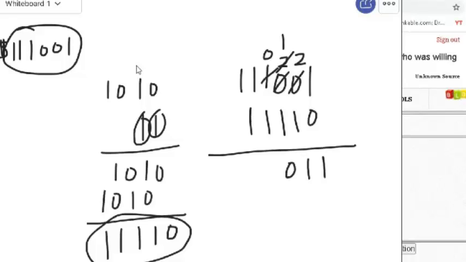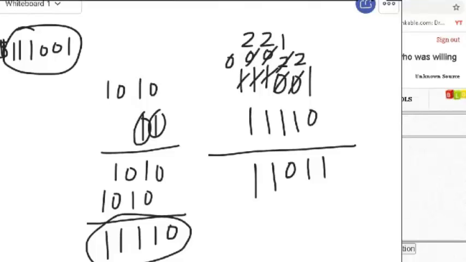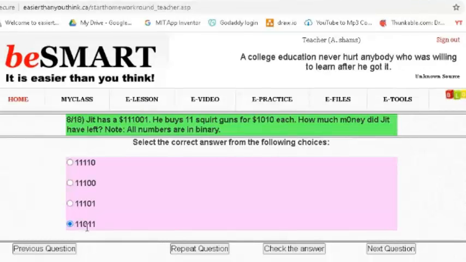1 cannot be subtracted from 0, so I borrow, and this becomes 2. 2 minus 1 is 1. Again, 1 cannot be subtracted from 0, so I borrow, and this becomes 2. 2 minus 1 is 1. So the answer is 11011. And if we go to here, 11011 is the answer. Yep. So I assume everybody is okay.